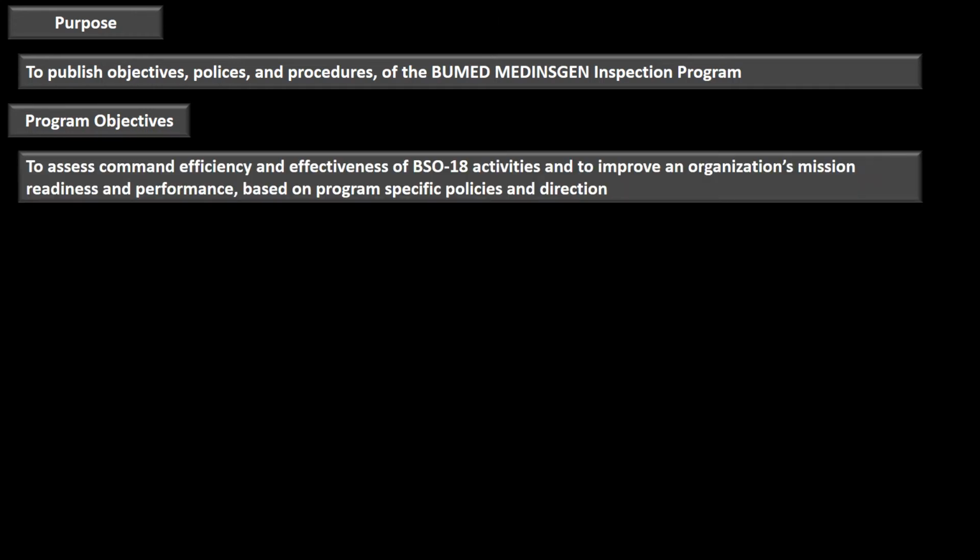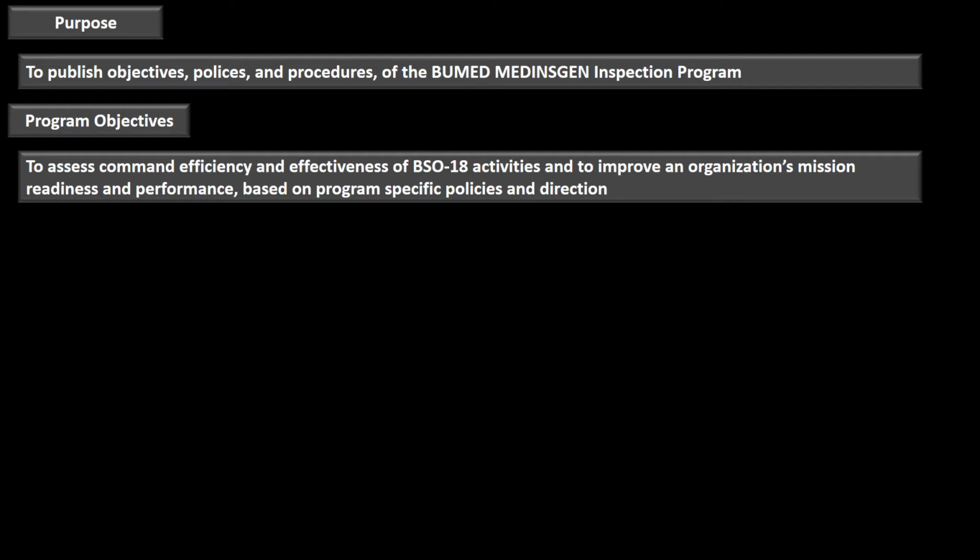The purpose of this instruction is to publish objectives, policies, and procedures of the BUMED Med Inspector General Inspection Program. The objectives are to assess command efficiency and effectiveness of BSO 18 activities and to improve an organization's mission readiness and performance based on program-specific policies and directions. So BSO 18, Budget Submitting Office 18, that's BUMED and anything that falls underneath BUMED. It's considered a BSO 18 activity.